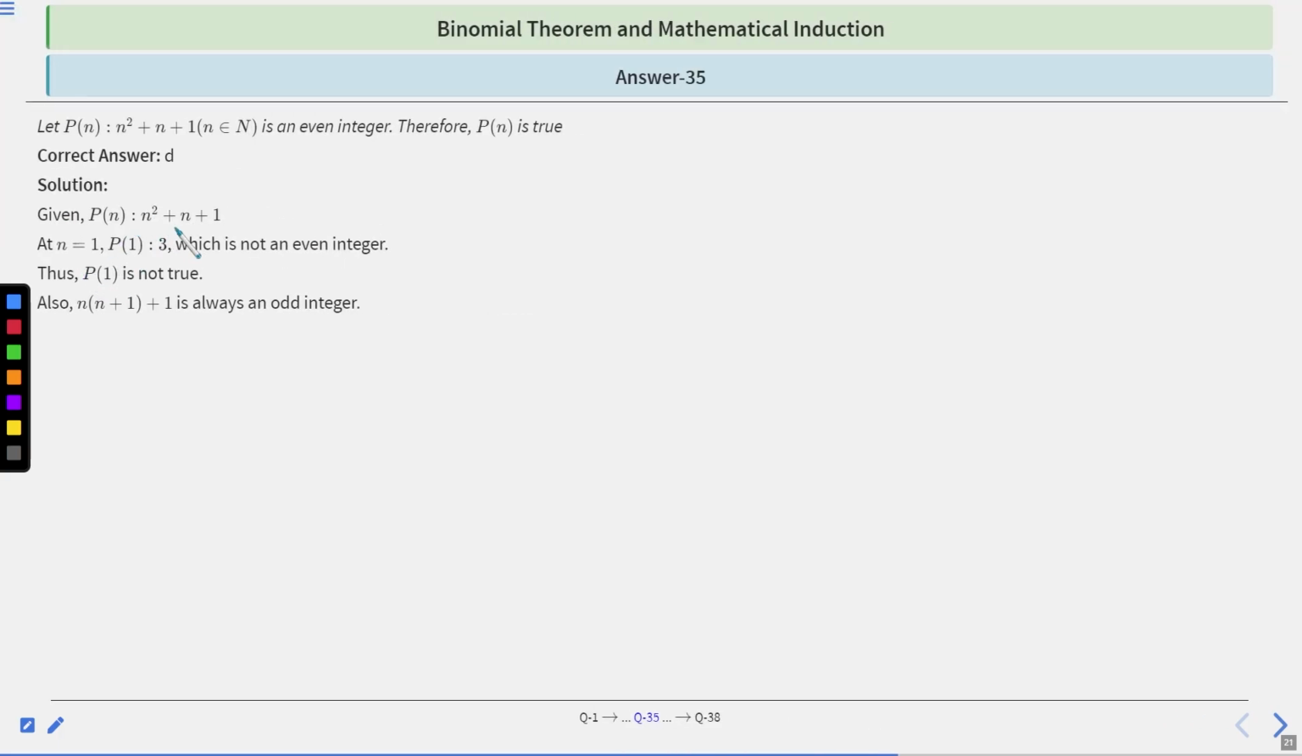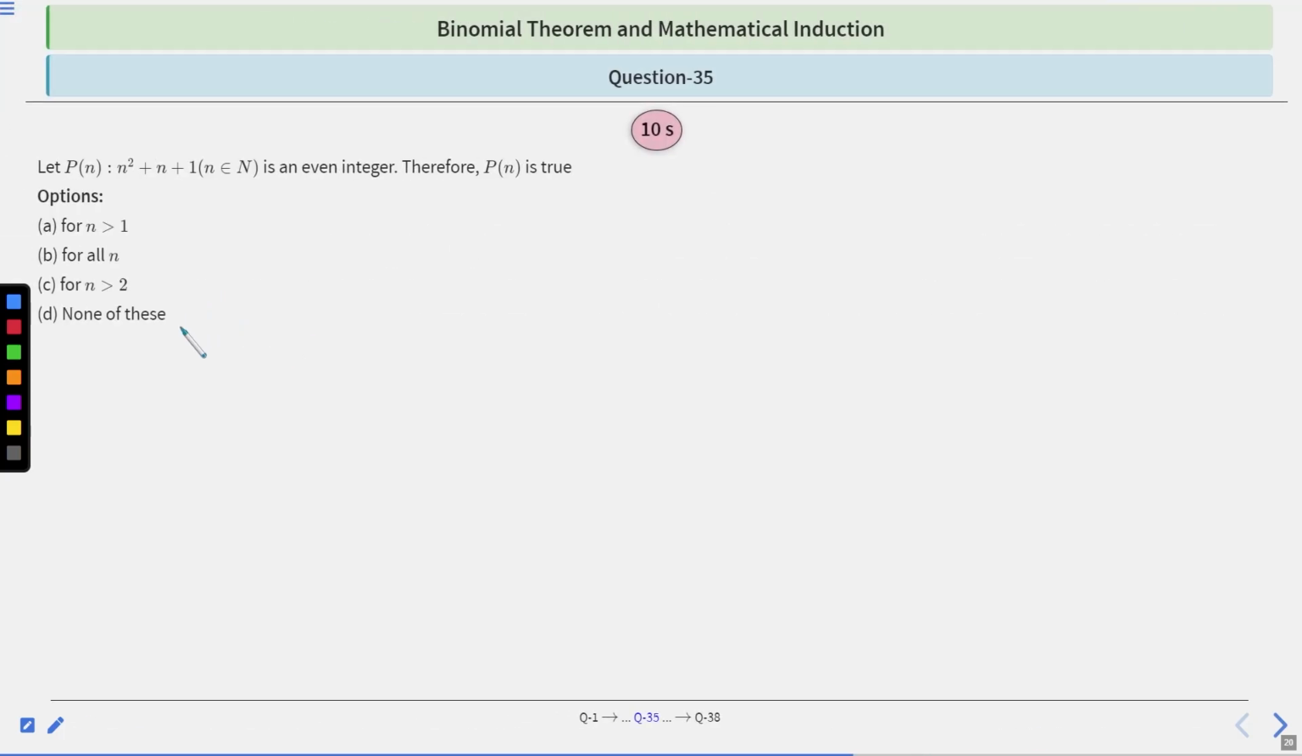Since Pn is given as n square plus n plus 3, let's put n equal to 1. So P1 is equal to 3, which is not an even integer, right? Thus P1 is not true. Now n into (n plus 1) is always an even integer, so n square plus n plus 3 is always an odd integer, right? So I think option D is the right choice.